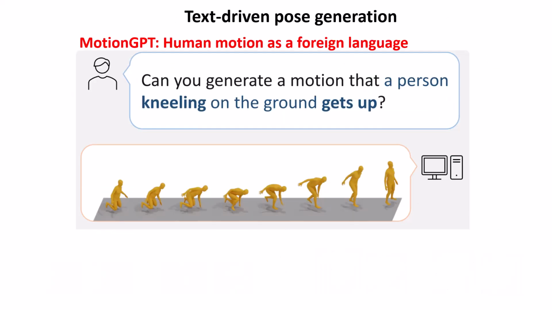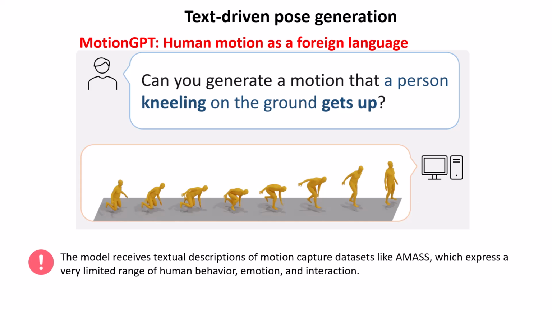We also have text-driven pose generation, like the MotionGPT paper, Human Motion as a Foreign Language, where we can give a prompt like, can you generate a motion where a person kneeling on the ground gets up? And they can successfully generate these types of motions. But the issue is that they are trained on datasets like AMASS, which have a limited range of human behavior, emotion, and interaction. So at inference time, if we ask them to generate a type of motion they haven't seen in training, they fail to understand, and as a result they cannot generate what we actually need.